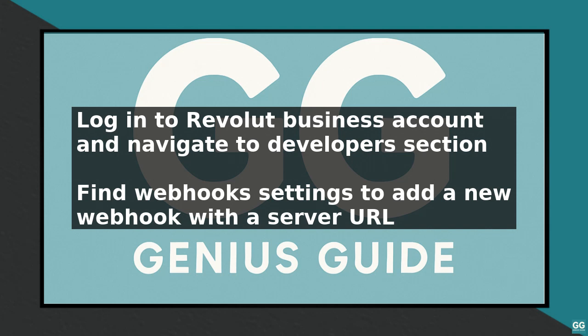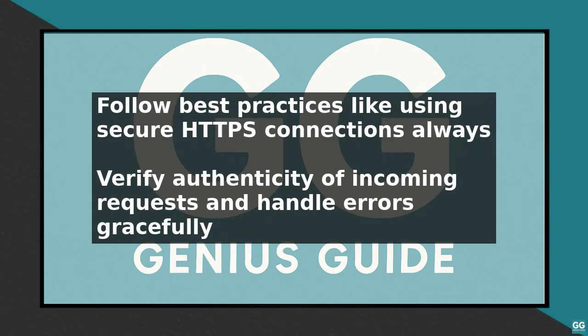To handle these notifications, your server should be able to parse the JSON payload and perform the necessary actions. For example, if you receive a payment notification, your server could update your database to reflect the new payment status. Best practices for Revolut webhook integration include using secure HTTPS connections to receive notifications, verifying the authenticity of incoming requests, and handling errors and failures gracefully.